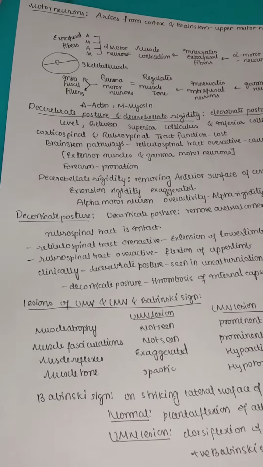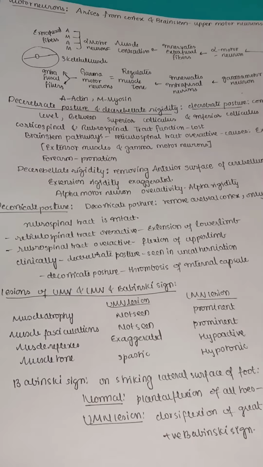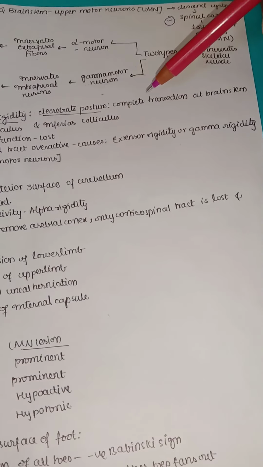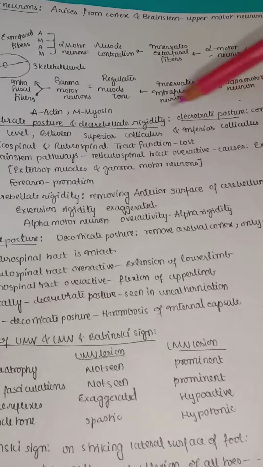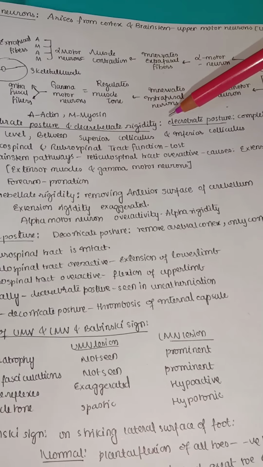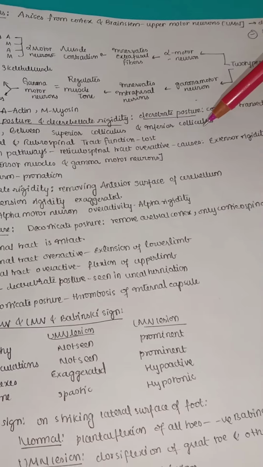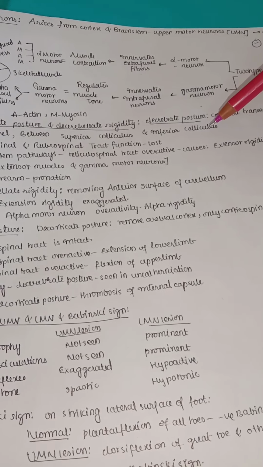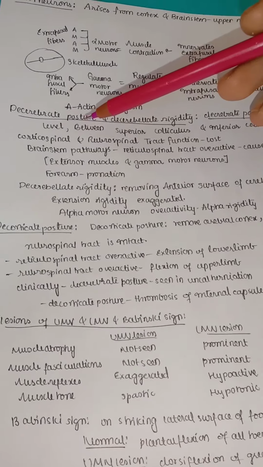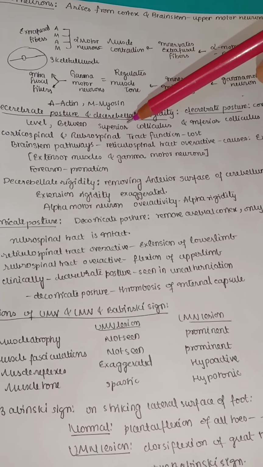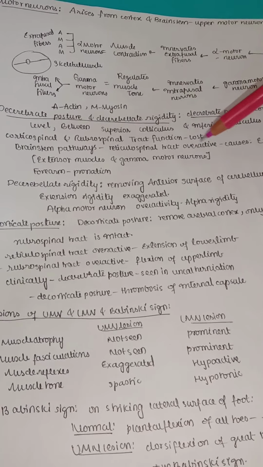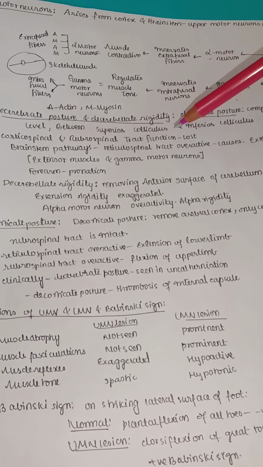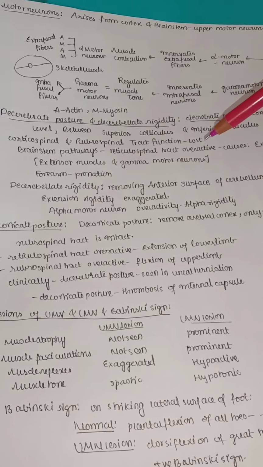Now let us see decerebrate posture and decerebellate rigidity. So what is this decerebrate posture? It results from a complete transection at the brainstem level between the superior colliculus and inferior colliculus. So for example, if we cut our brainstem between the superior colliculus and inferior colliculus, let us see what happens to our muscles. Mainly the corticospinal and rubrospinal tract functions are lost. Actually, the corticospinal and rubrospinal tracts both are lateral pathways. So if both these lateral pathways are lost, what happens?